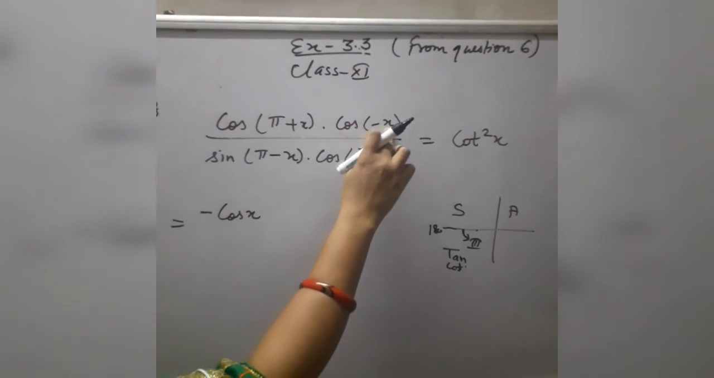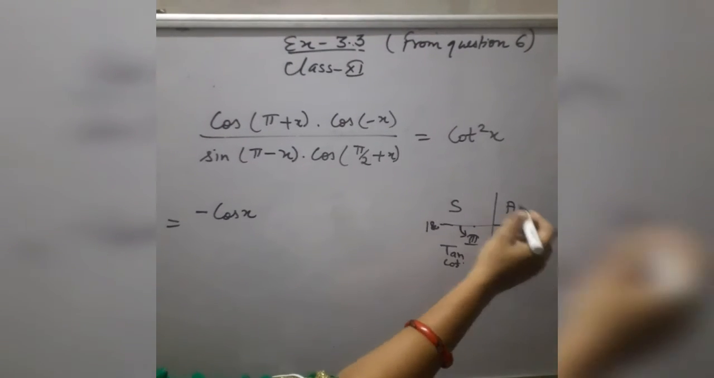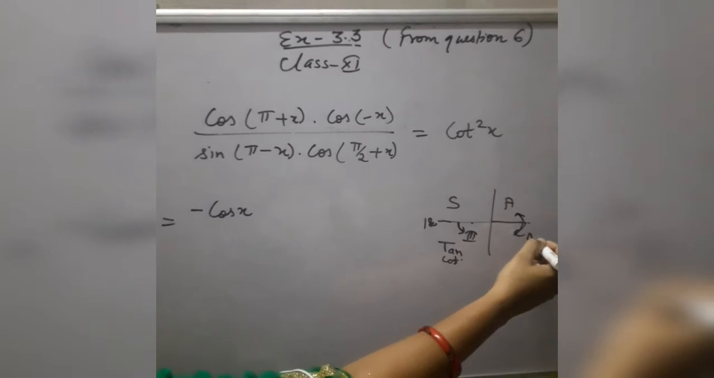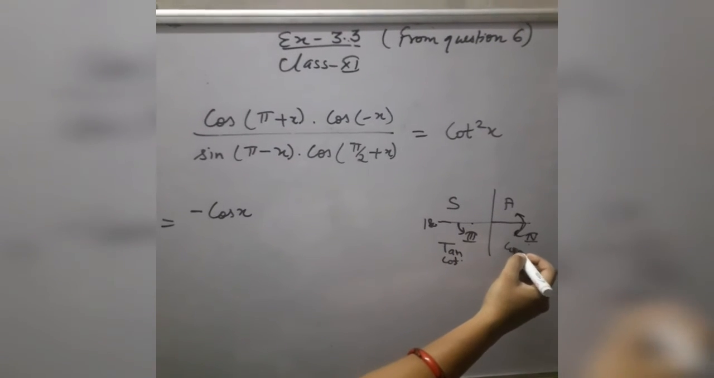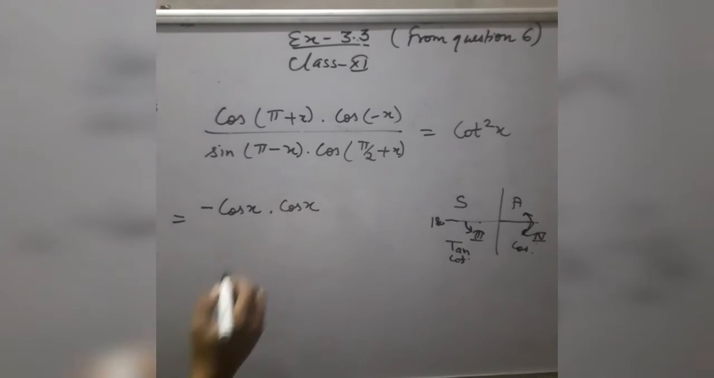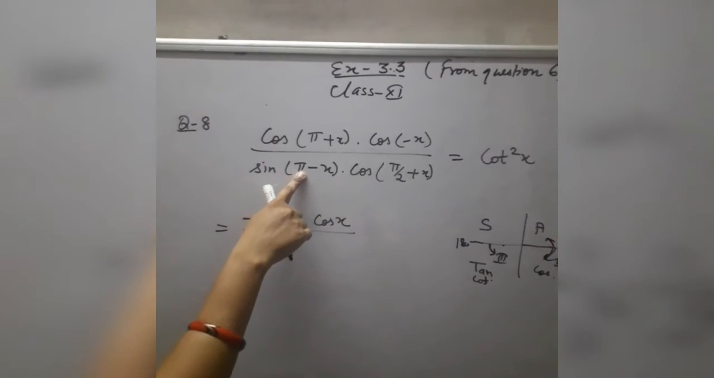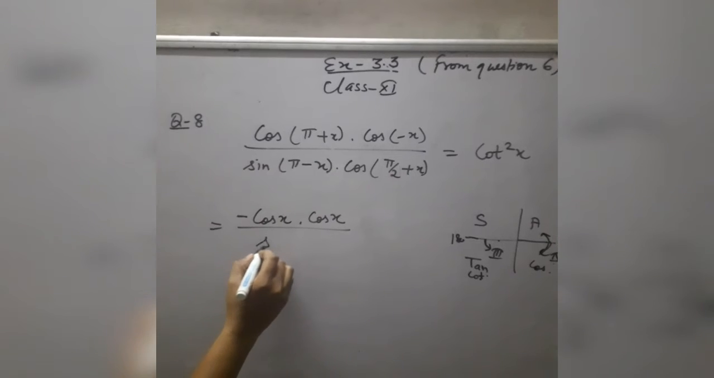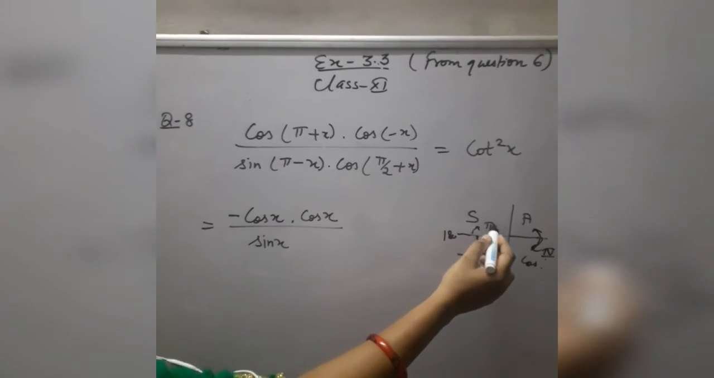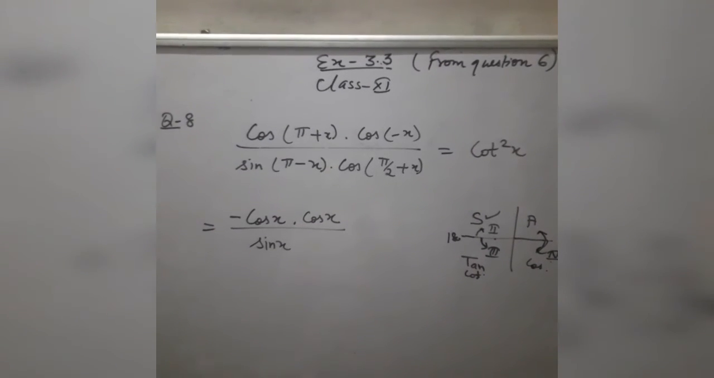Similarly, cos of minus x. If you take plus x, then you will reach the first quadrant; minus x means fourth quadrant. In fourth quadrant, cos is positive, so cos of minus x is equal to plus cos x. Divided by sine: now again 180 is there. In case of 180, sine will remain as it is, sine x. 180 minus something means second quadrant. In second quadrant, sine is positive, that's why this is equal to plus sine x.